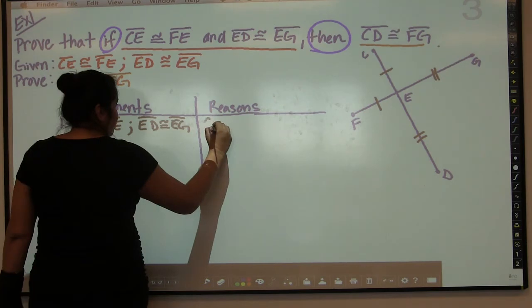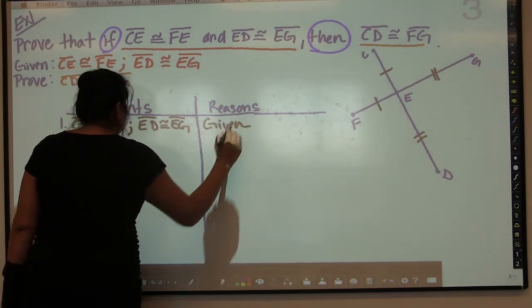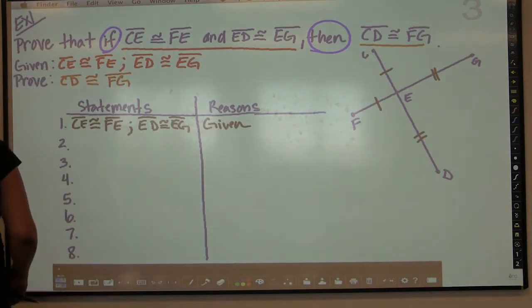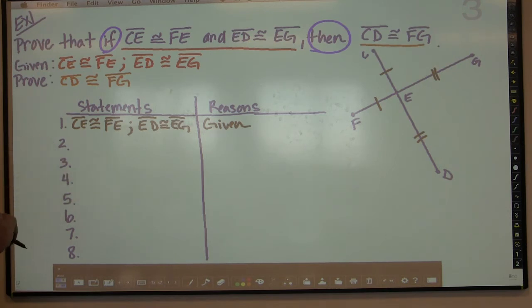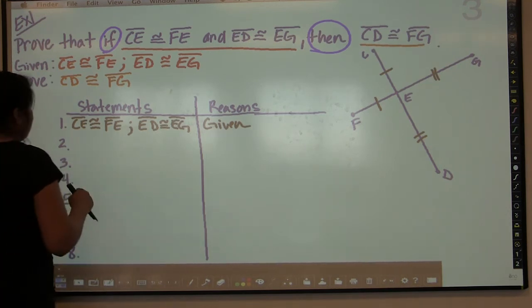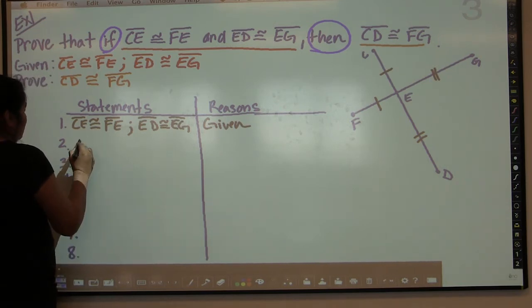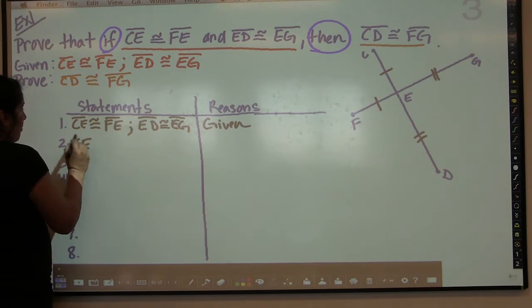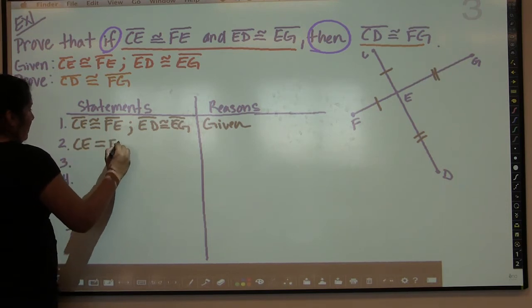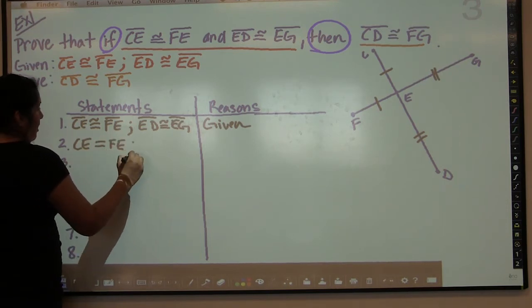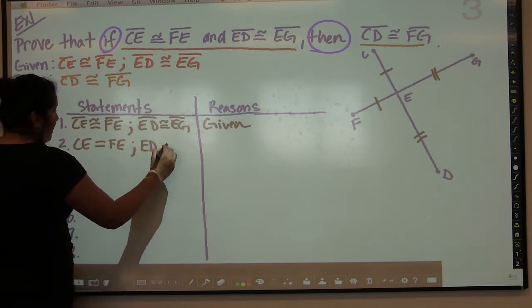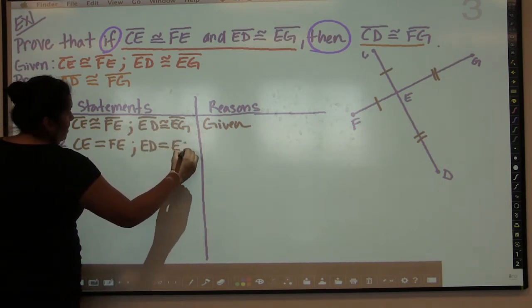And of course, our reason for that being given. All right, so the next question we need to ask ourselves is, what does it mean for segment CE to be congruent to segment FE? And that is that we can take this from a congruent statement to an equivalence statement. So now we can say that CE, remember no bar, is equal to FE, no bar. And also that ED with no bar is equal to EG, also no bar.